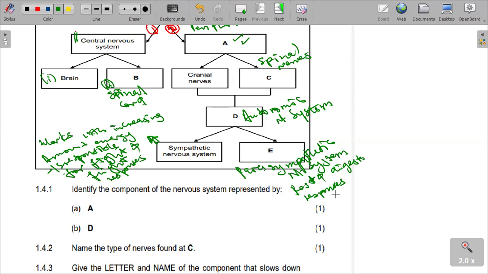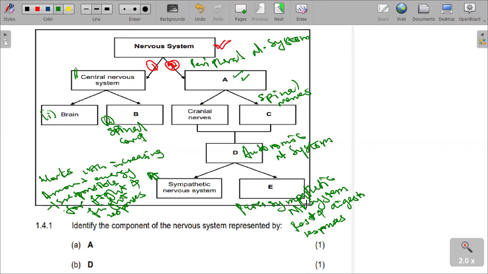So as you can see, that is the basic representation of our human nervous system. I would like us to go quickly and answer the questions that are below. I'm sure they would enable us to understand better this human nervous system that we are referring to.